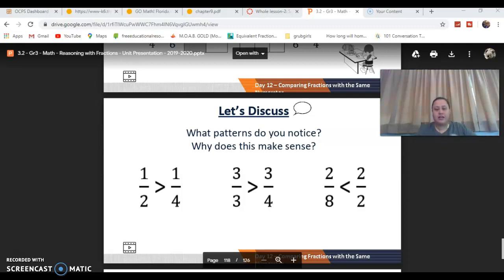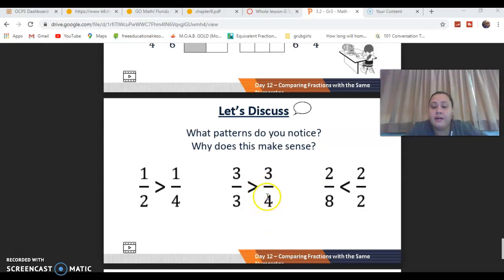So do you guys notice any patterns here? Okay, if you said, well, the bigger the denominator is, as long as the numerators are the same, the bigger the denominator is, the smaller the fraction. So this is the one time in math where the number, if it gets bigger in fractions and denominators, it actually means it's getting smaller. All right, let's keep going.